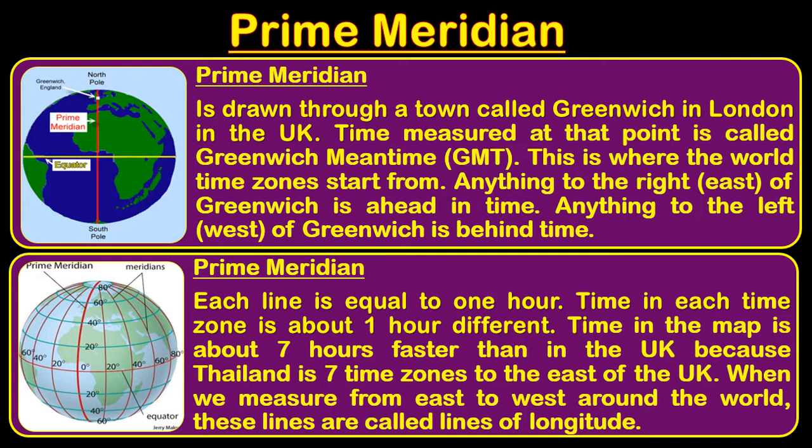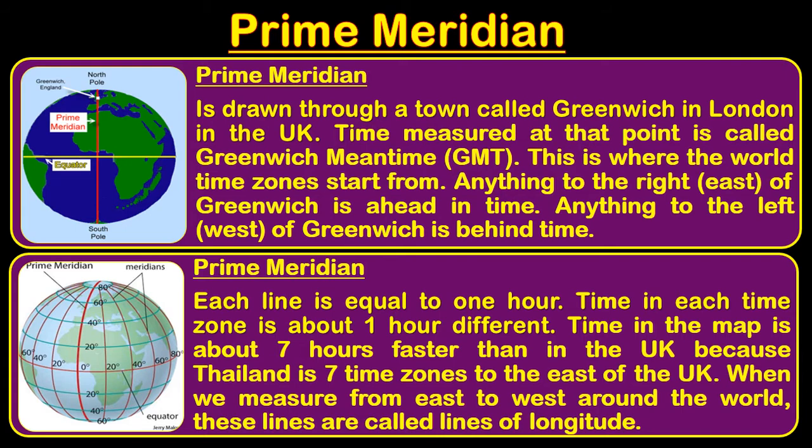Now let's continue. Prime meridian. Each line is equal to 1 hour. Time in each time zone is about 1 hour different. Time in the map is about 7 hours faster than in the UK because Thailand is 7 time zones to the east of the UK.